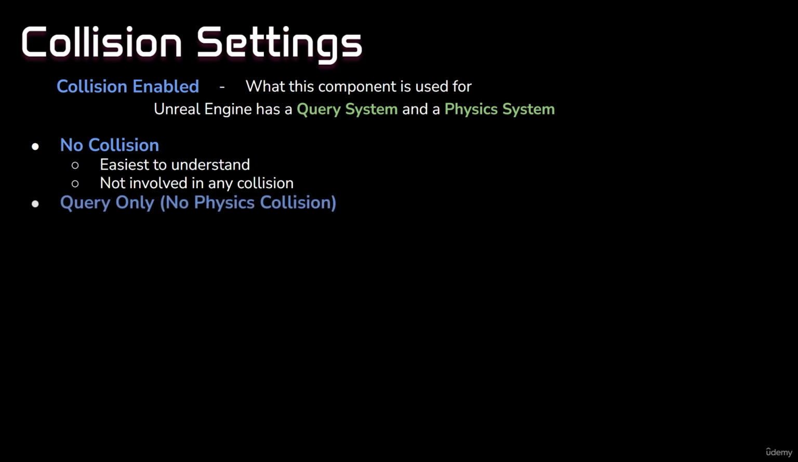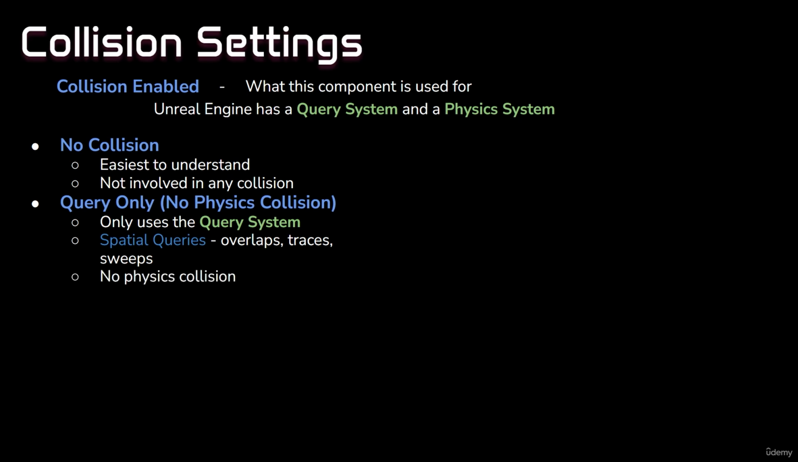Next, we have query only, no physics collision. A component using this collision-enabled setting only uses the query system. It is not involved in any physics calculations. Objects with query only can be involved with spatial queries. These are things like overlaps, traces, and sweeps. An object with query only cannot simulate physics. So physics collisions are not possible, and we cannot apply things like forces to the object.